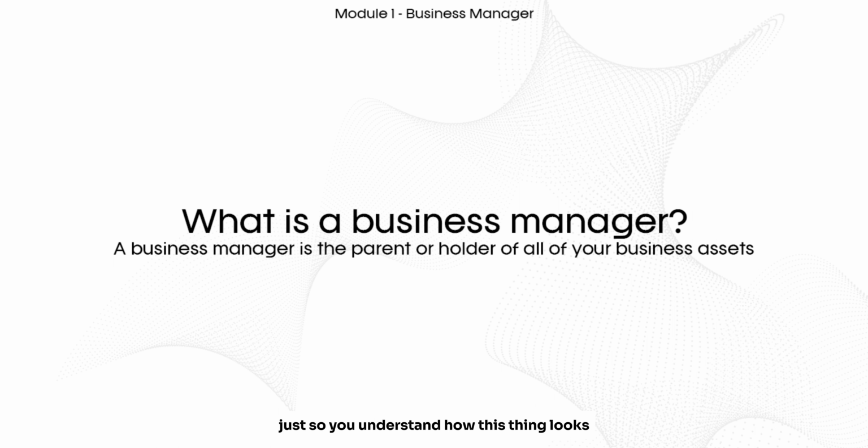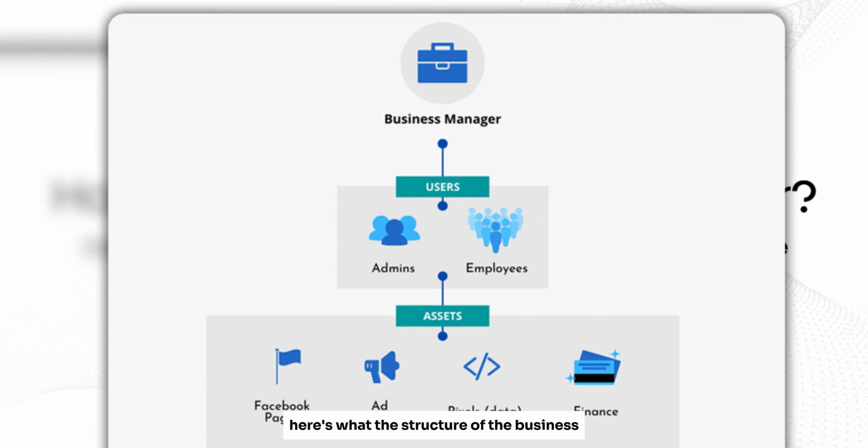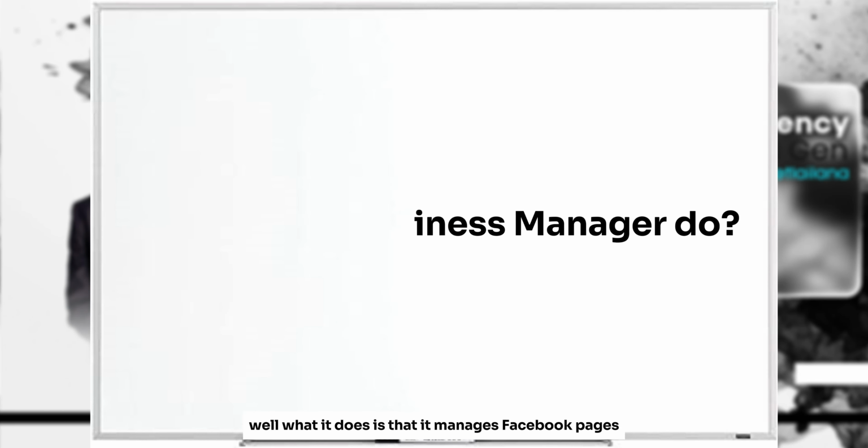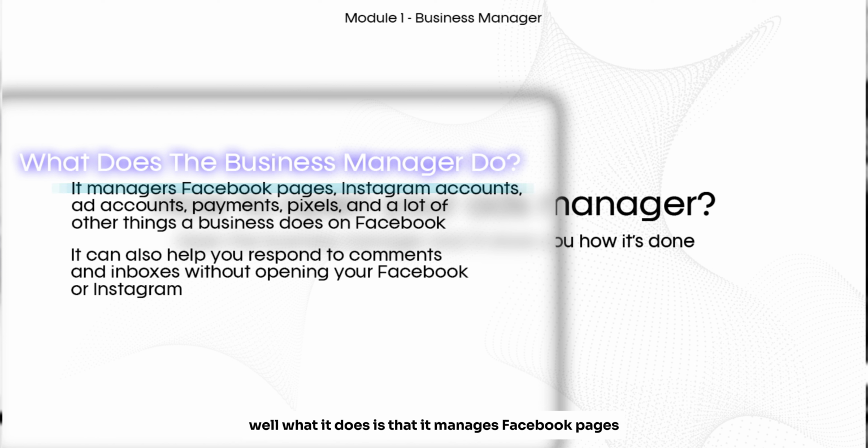Just so you understand how this looks, here's what the structure of the business manager looks like. There you have your admins, you have your Facebook page, you have your pixels, and so on. Then, of course, the next question is, what does it actually do? Well, it manages Facebook pages, Instagram accounts, ad accounts, payments, pixels, and a lot of other things a business does on Facebook. It can also help you respond to comments and inboxes without actually having to open your Facebook or Instagram.